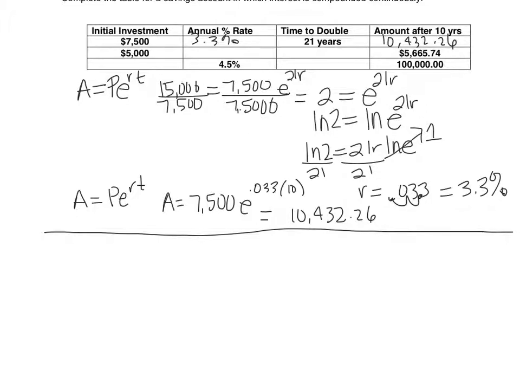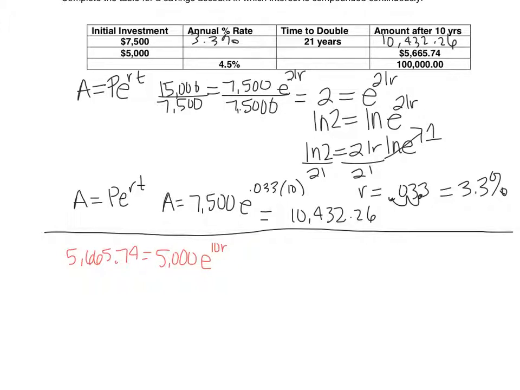So what I'm going to do is, again, plug in the information that you know. So I know that I have $5,665.74 as my final answer after 10 years. And I started off with 5,000. I don't know my rate, so my R is what I'm going to be looking for, but I do know that after 10 years, that's what I have. So now we're going to use the information we have to solve for R.